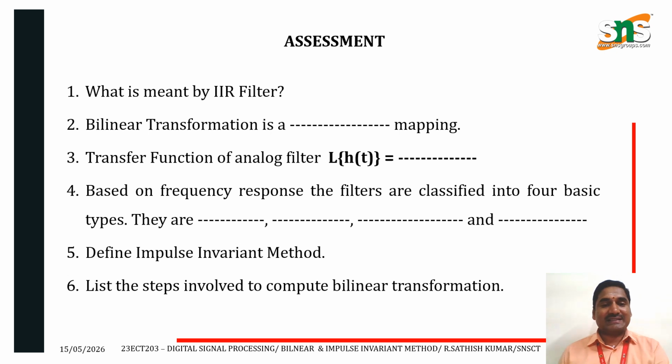Now we can see the assessment. What is meant by IIR filter? The filter designed by considering all the infinite samples of impulse response is called an IIR filter. Bilinear transformation is a one-to-one mapping. Transfer function of analog filter: the Laplace transform of h(t) is equal to H(s). Based on the frequency response of the filters, they are classified into four basic types. They are low pass, high pass, band pass and band stop. Define impulse invariant method. Impulse invariant method can be defined as 1 divided by (1 minus e power minus pk T into z inverse).